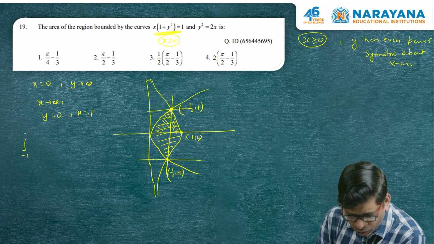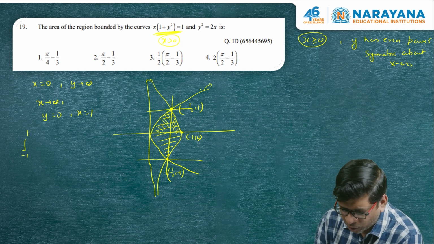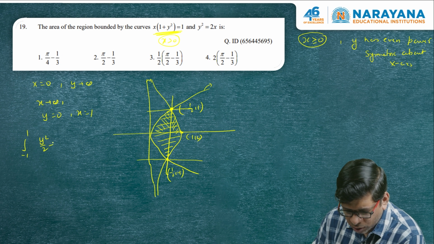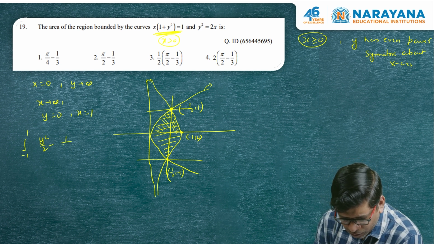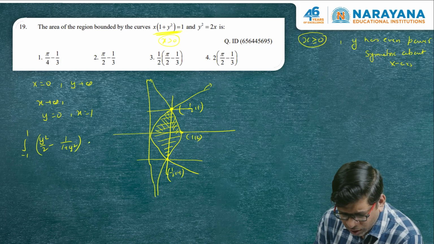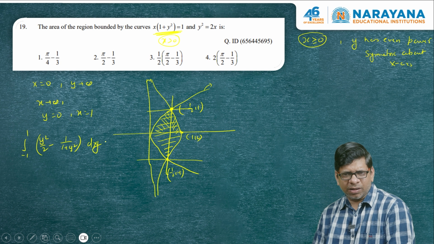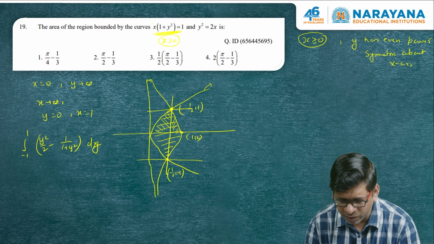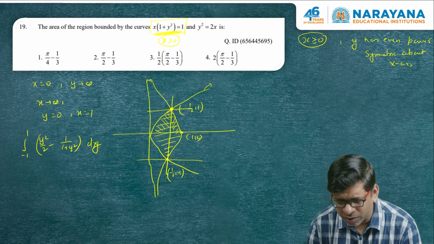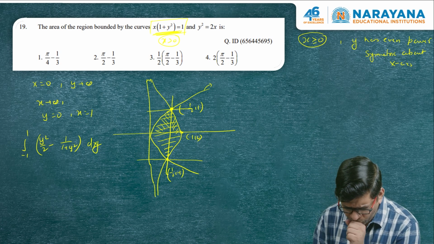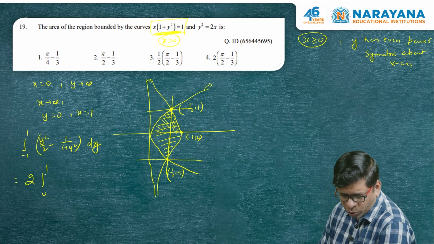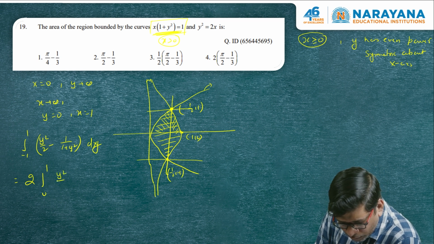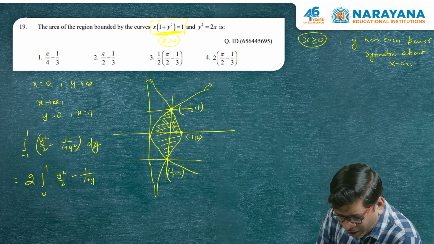So from minus 1 to 1, up curve is your parabola y square by 2. Low curve is 1 upon 1 plus y square. Why I use this? Because if I am using with respect to x-axis, then it will be root x, as you can observe here. So trying to avoid irrational terms. So this is 2 times, because it is even function. So 2 times 0 to 1, y square by 2 minus 1 upon 1 plus y square dy.